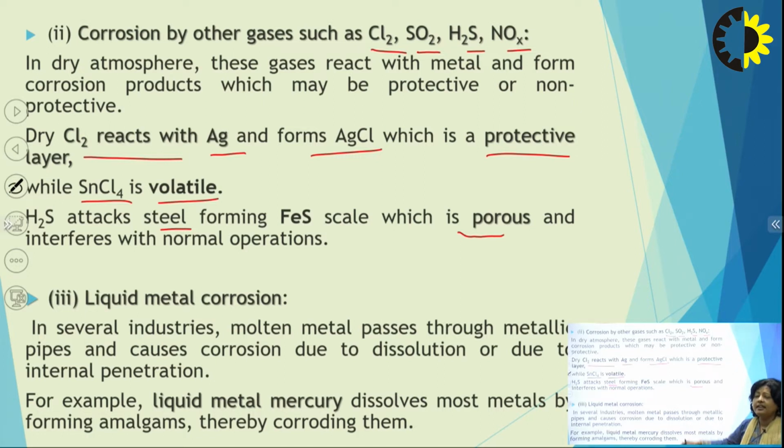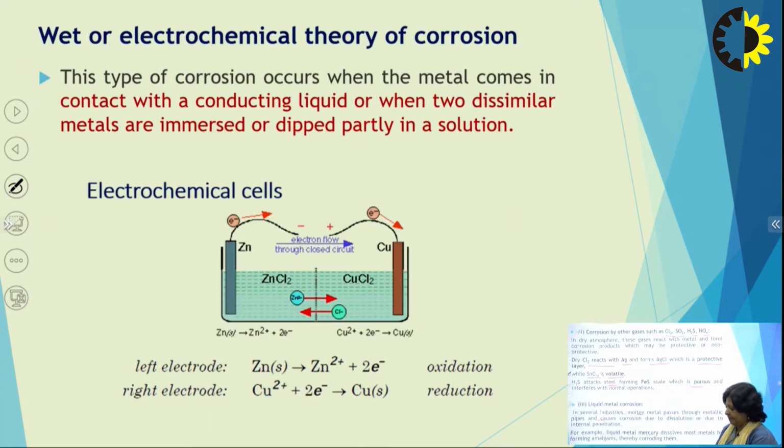Liquid metal corrosion is also there. This is the third type of oxidation corrosion, which occurs when molten metal is involved. When it passes through pipes, it results in internal penetration. One example is mercury, and wherever hot molten metals are used is also an example.